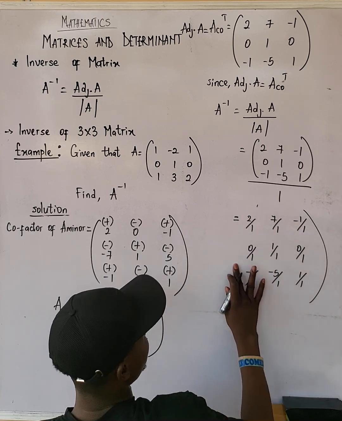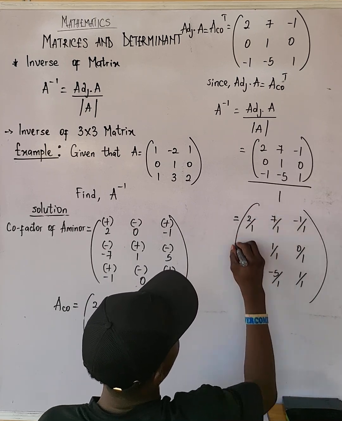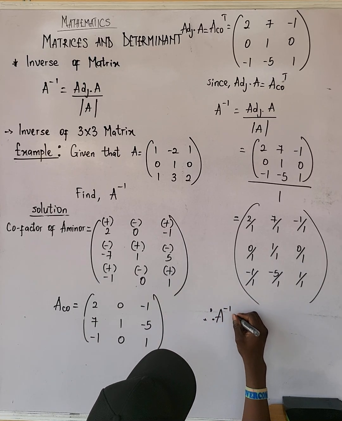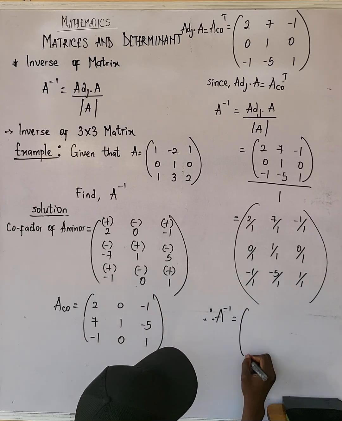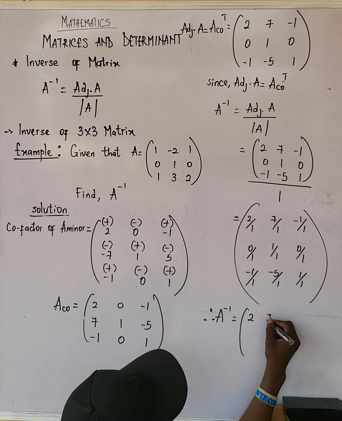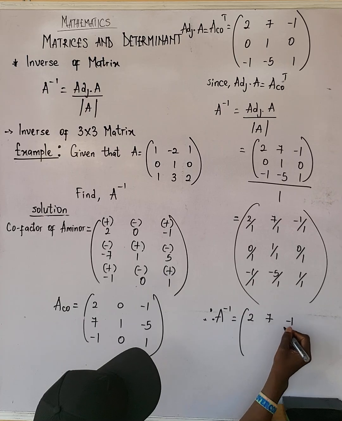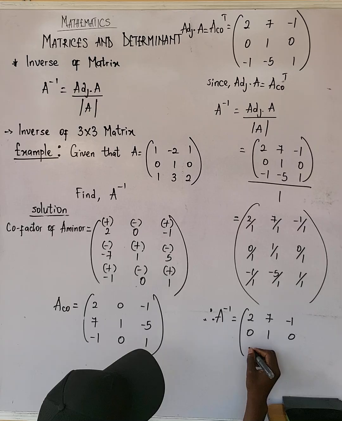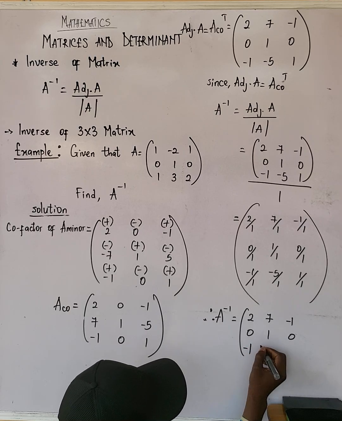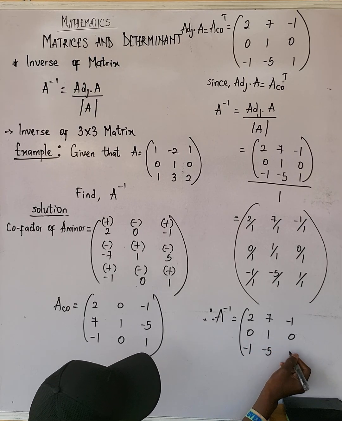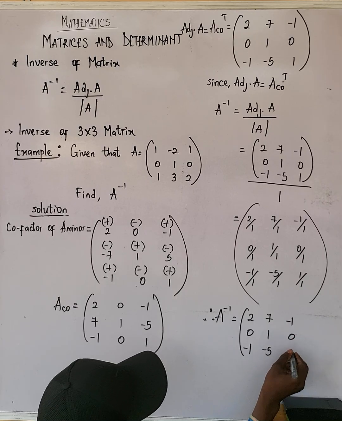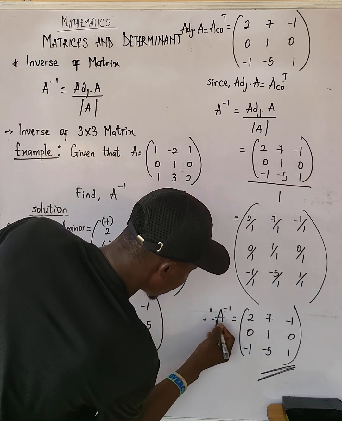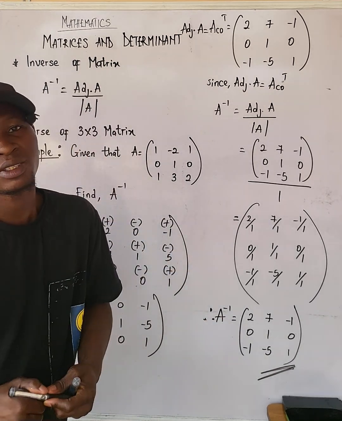Don't mind my bracket too. So therefore, what will be our inverse? Our A inverse will now be what? 2 divided by 1 is 2. 7 divided by 1 is 7. Minus 1 divided by 1, minus 1. 0 divided by 1, 0. 1 divided by 1, 1. 0 divided by 1, 0. Minus 1 divided by 1, minus 1. Minus 5 divided by 1, minus 5. 1 divided by 1, 1. So this is the final answer. And this is how you get the inverse of a 3 by 3 matrix.